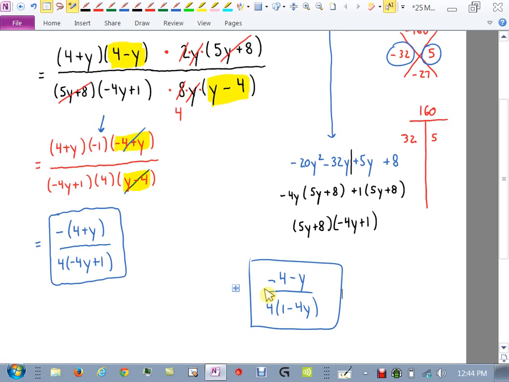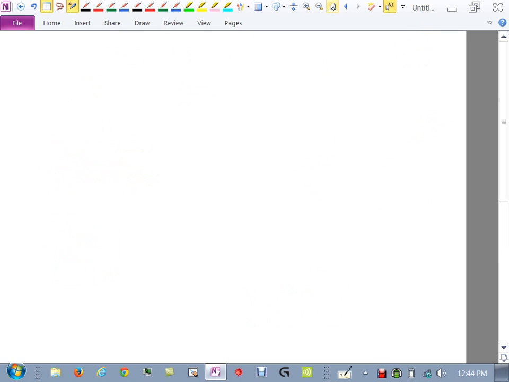Is that good, or do you want me to run through it with the different grouping? You're okay? Okay, what else do we have question-wise? Same page. S cubed plus 8.